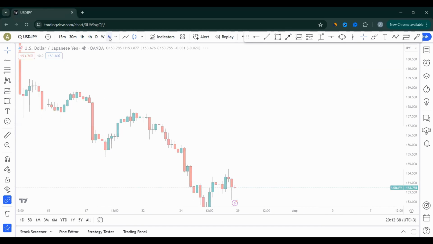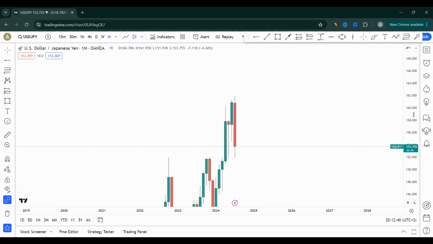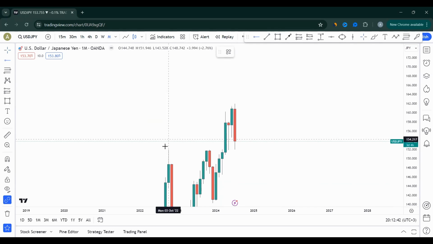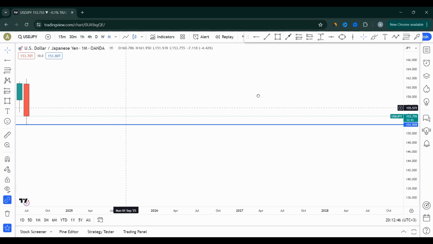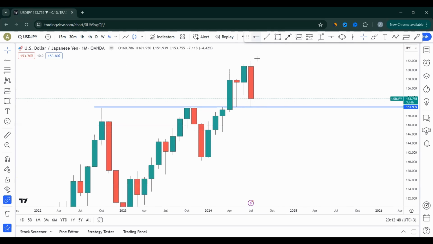So we shall start from the monthly time frame. If you come to the monthly time frame, this price is still bullish. Why am I saying still bullish? This is our direction time frame. Because this high here was broken, making a higher high. We retested it to make a higher low.